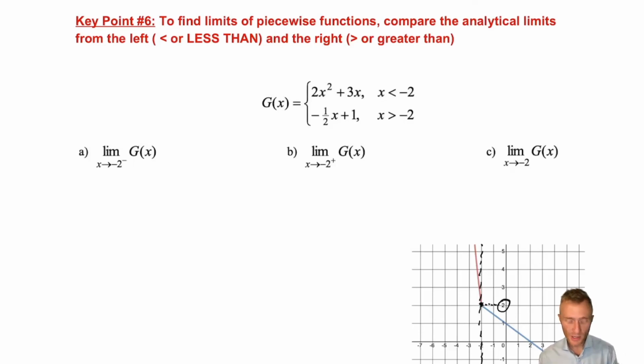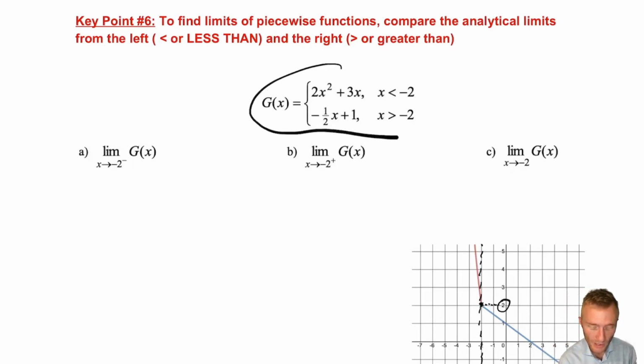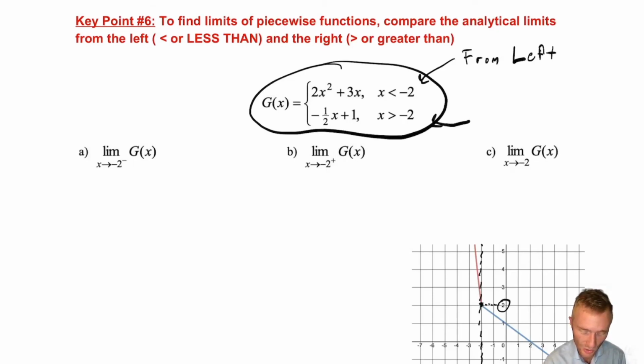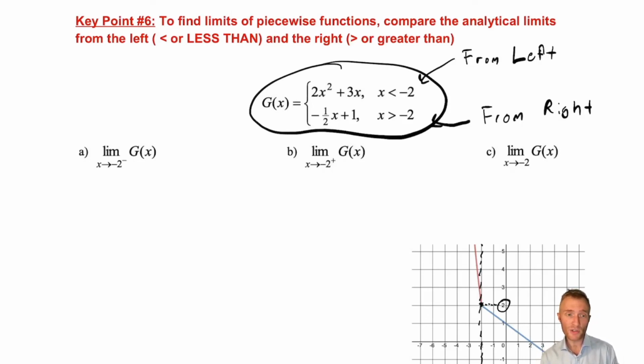You can do the same thing if you are given the piecewise function in this form. The key thing is just to remember that x is less than -2, there's your from the left, and x is greater than -2, there's your from the right. So if we want to see if the overall limit exists, we plug into the upper part of the piecewise function, the 2x squared plus 3x, to find what the limit is from the left, and we plug into -1/2 x plus 1 to find out what's happening from the right.